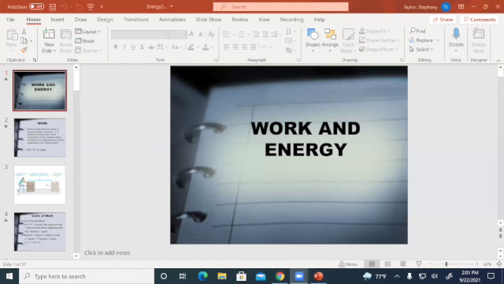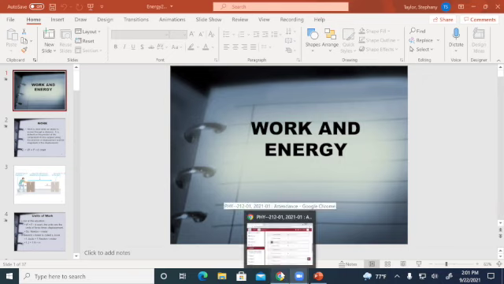All right, so today we'll be talking about work and energy. This is the next chapter of our book. We just went over chapter 4, which was on forces and Newton's 3 laws of motion. Now we're moving into work and energy.